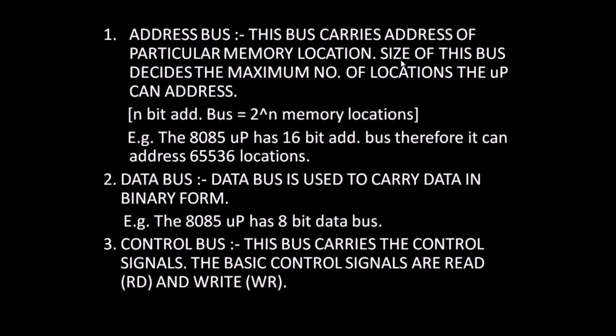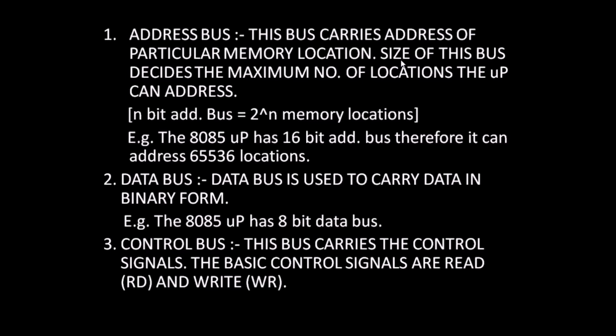Address bus. As we saw earlier, each memory location has a unique address. So to access a particular location, the microprocessor sends the address of that location from which the data is to be brought or sent. The bus carries the address of a particular memory location.